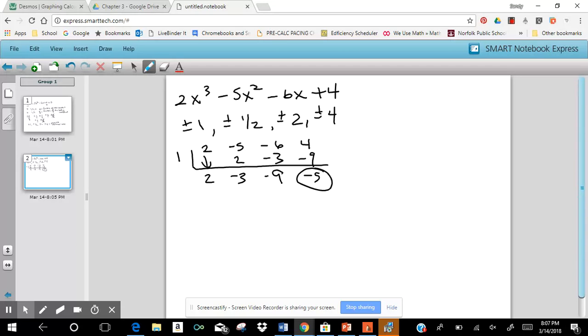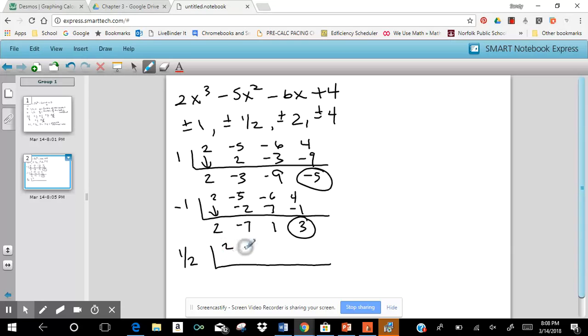So I'm just going to go through the list here. My next one that I'm going to guess is negative 1. So I try this again: 2, negative 5, negative 6, 4. Again, bring down the 2. Multiply. Negative 1 times 2 is negative 2. Add, you get negative 7. Negative 1 times negative 7 is 7. Add, I get 1. Multiply. Negative 1 times 1 is negative 1. Add, I get 3. Again, the remainder is not 0, so that one does not work. So I try again. This time I'm going to try a half.